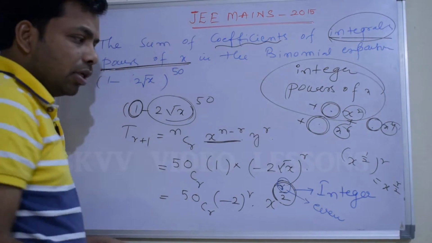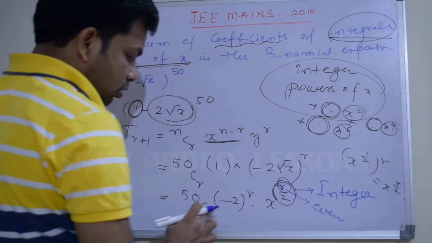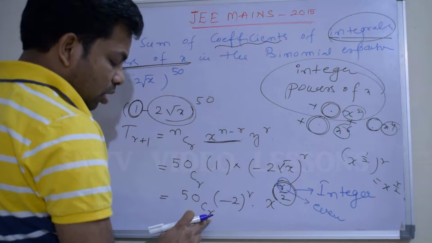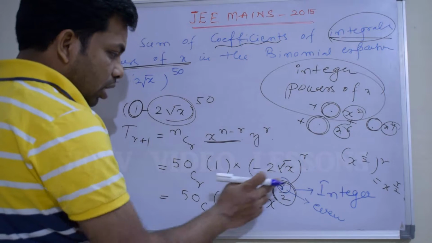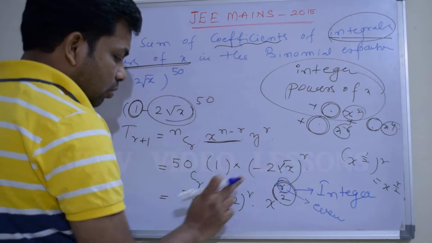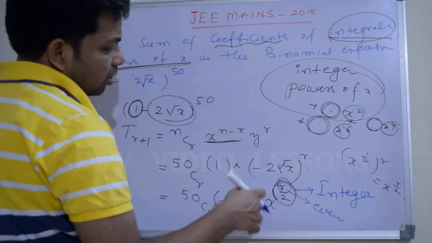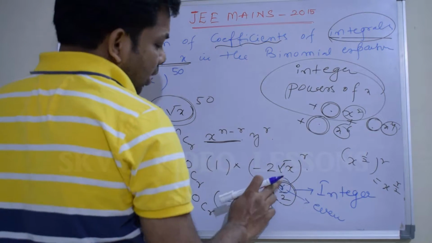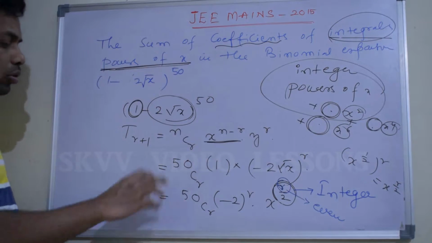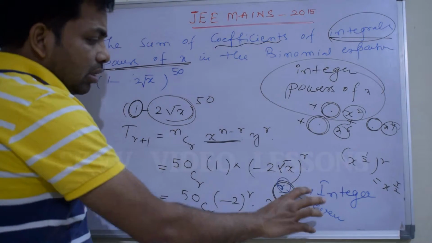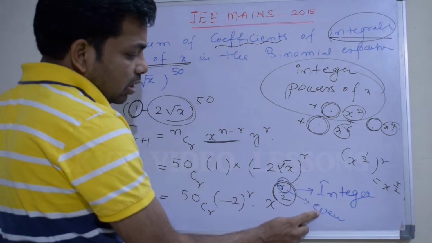So how many possibilities are there for r even? r is equal to 0, then r is equal to what? 2. Then r is equal to what? 4. Then 6. Then 8. Keep on continuing, taking all even integer values of r up to the end of n. So that is the integral power whenever r is even.